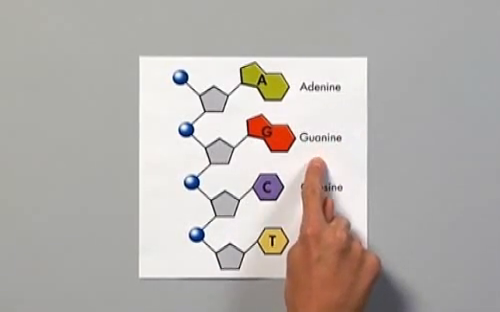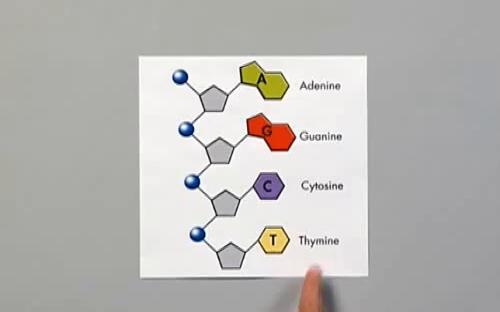Adenine, guanine, cytosine, and thymine. Not exactly words that slip off the tip of your tongue. But without them, you wouldn't have a tongue. But let's move on. These nitrogenous bases create the sequence that we think of as genetic code.